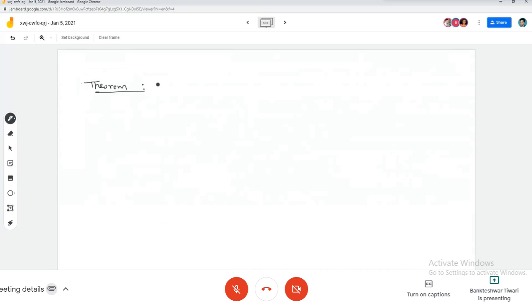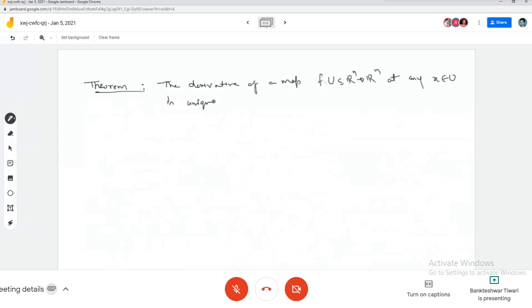So the derivative of a map f from U in Rn to Rm at any x in U is unique whenever it exists.